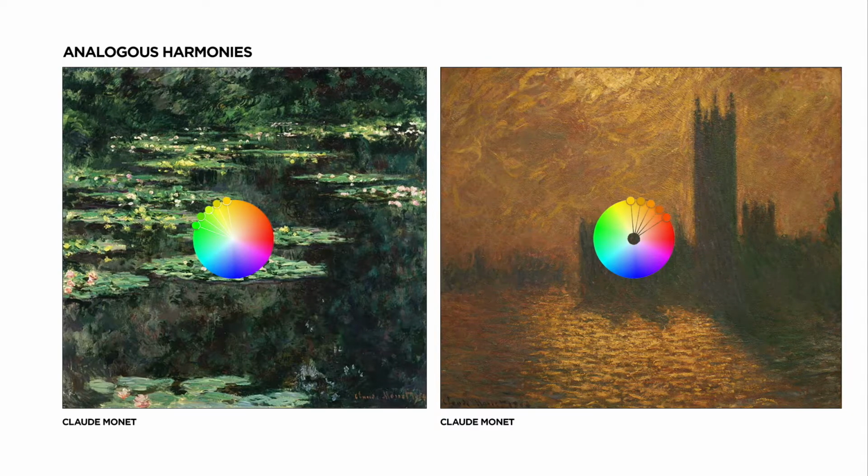Sitting very close together on the colour wheel, we have the left-hand side of the lily pads. We have the greens, which are played against some of the yellows, which gives a very sort of subtle effect. On the right-hand side, we have obviously the use of oranges, yellows, and some reds here as well. So this is almost quite monochromatic, but it is an analogous example.